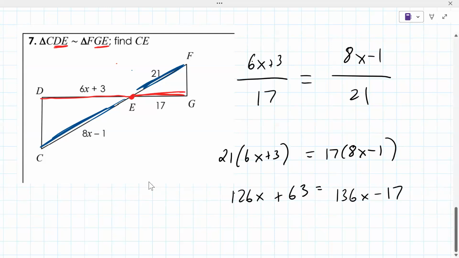Which way do you move the variables? Yeah, smaller. So which is smaller, the 126x or the 136x? 126x. Okay, so you're gonna subtract that from both sides. And then you're gonna add 17 to both sides.